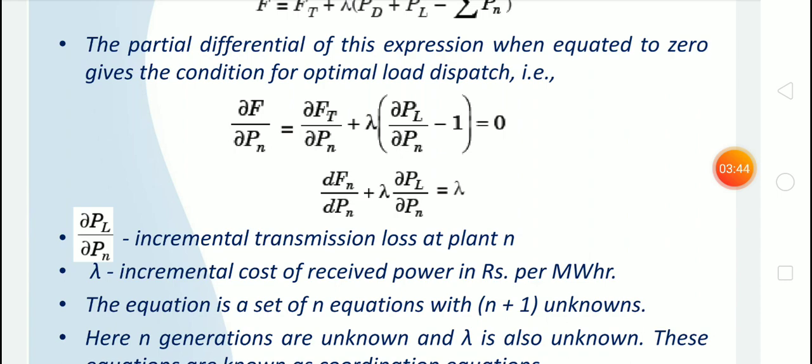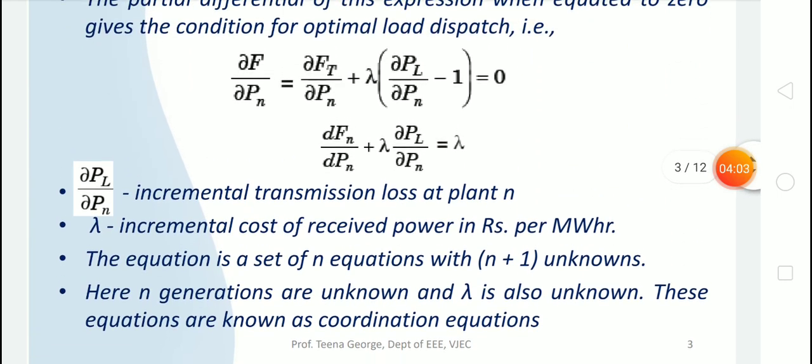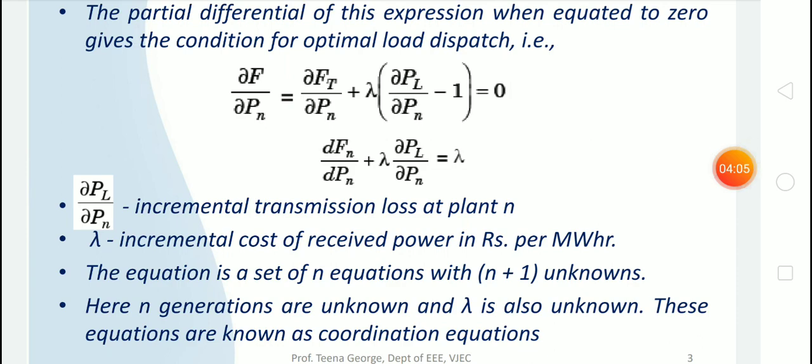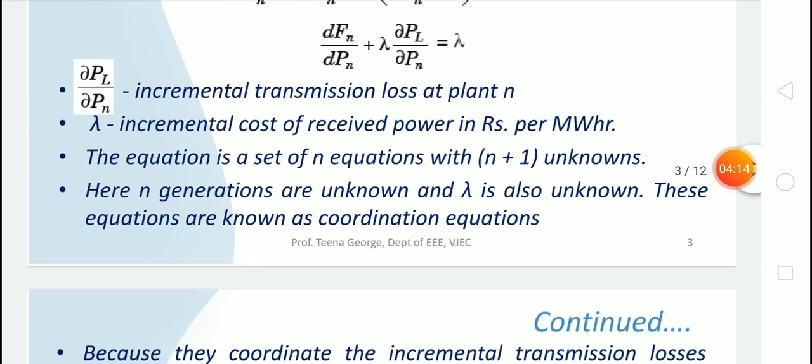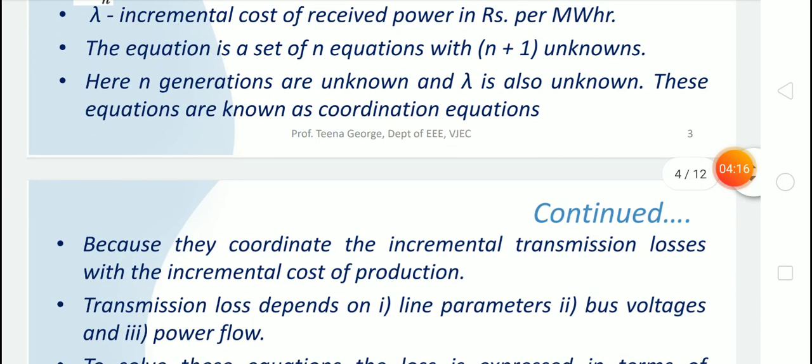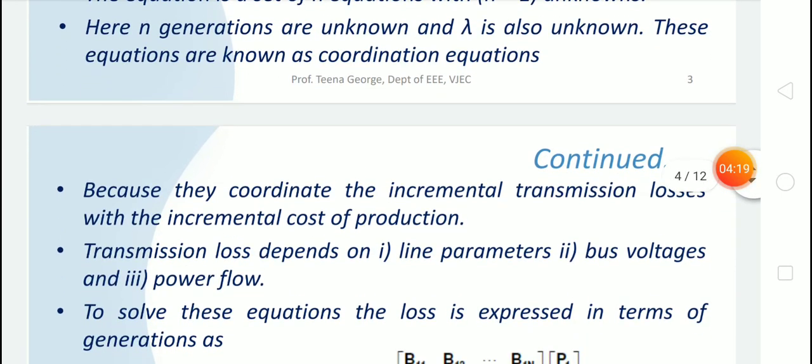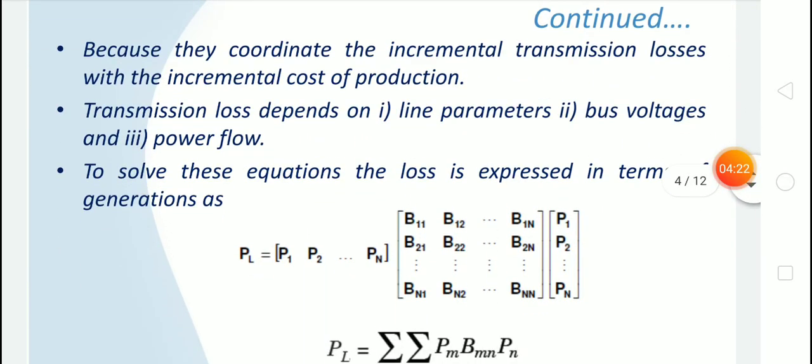This equation is a set of n equations with n plus 1 unknowns. Here P1, P2, etcetera Pn are unknown and lambda is also unknown. So there will be n plus 1 unknowns. This equation is called the coordination equation. It is because in this equation the incremental transmission losses are coordinated with the incremental cost of production.